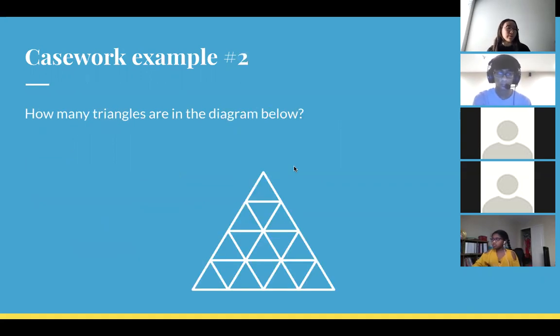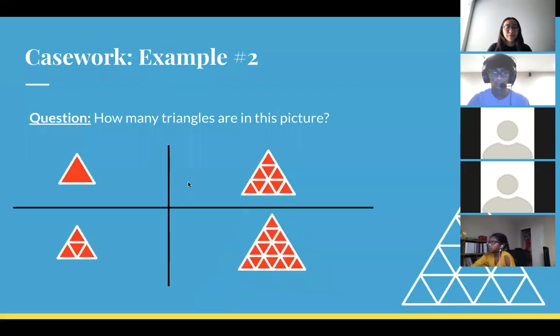Okay, for this second question, I'm not going to give you time to solve it, but I'm going to go through and explain a strategy to make sure you aren't missing any. It asks how many triangles are in the diagram below, and you can see there are a lot of triangles, and it would be really easy to miss them if you were counting.